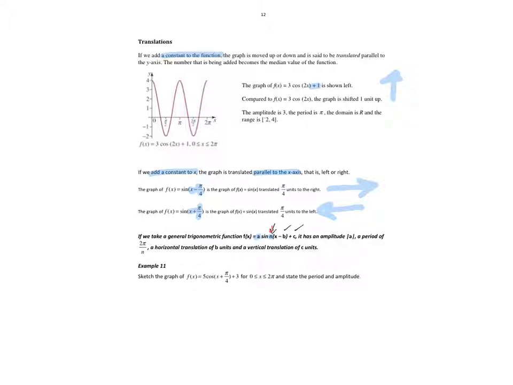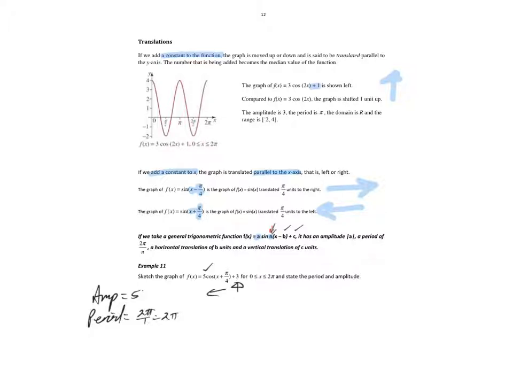What do I need to do here? We have to sketch the graph, state the period and amplitude. So we've got all things here. So amplitude is equal to 5. Period is equal to 2 pi on 1, which is equal to 2 pi. We're pi on 4 to the left, and we're 3 units up. All right, so let's go to our axes.